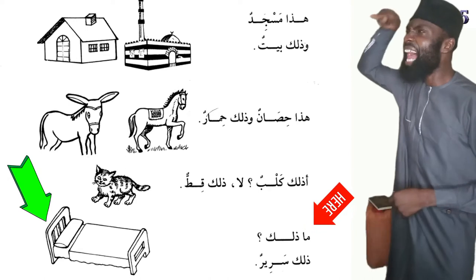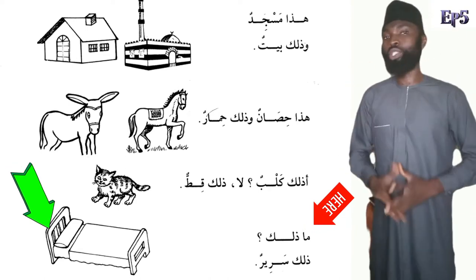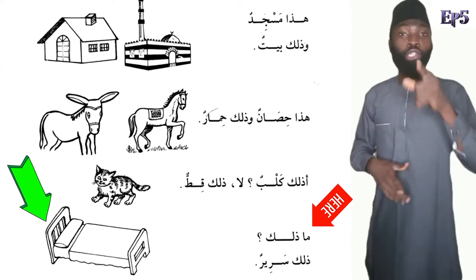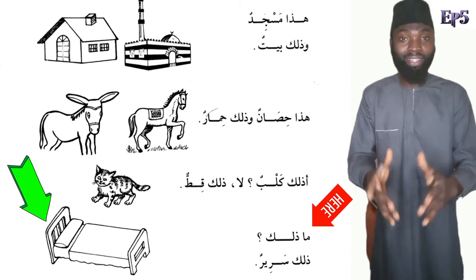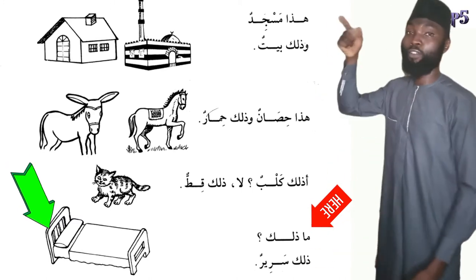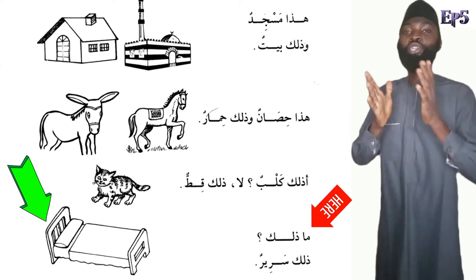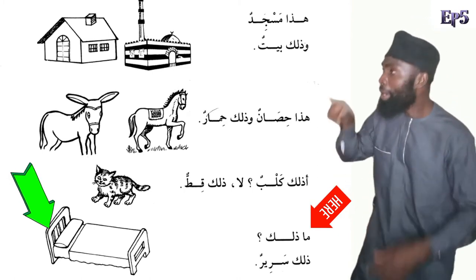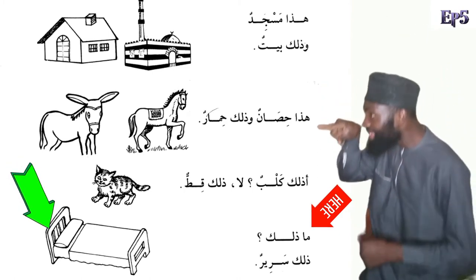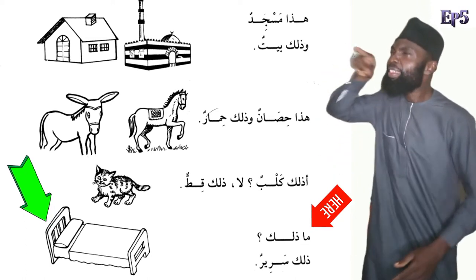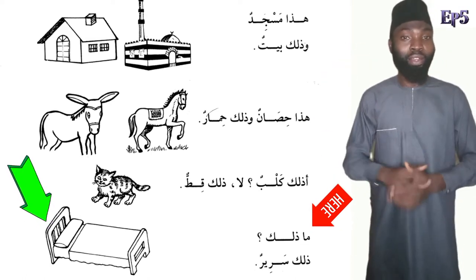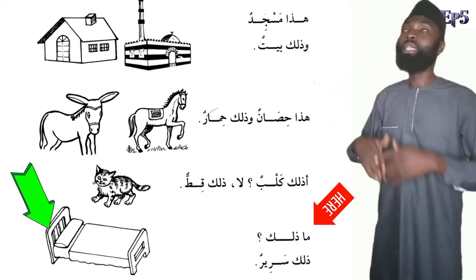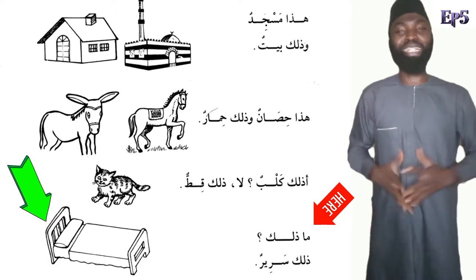madhalika? Because the bed is not close to you, you are seeing it from a far distance, so you use the distal demonstrative pronoun. You do not say mahadha because it is not close. You say madhalika, what is that? And the response will be dhalika sarirun. That is a bed where we sleep.